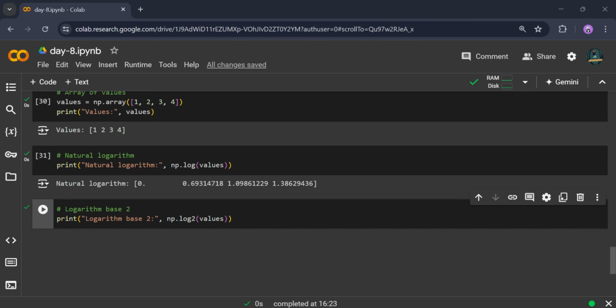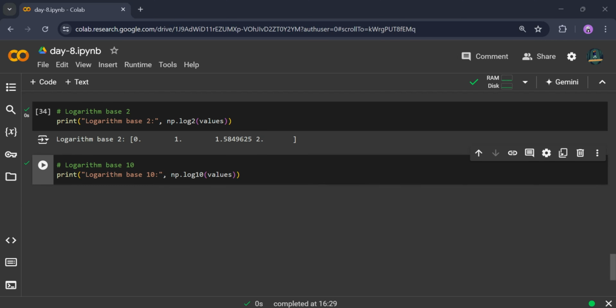Next, let's calculate the log base 2 of each value. This function computes the log to the base 2. Let's run this. Here, np.log2 of values computes the log base 2 of each element present in the array. Now, let's calculate the log base 10 of each value. This function computes the log to the base 10. Let's run this. Here, np.log10 of values computes the log base 10 of each element present in the array.